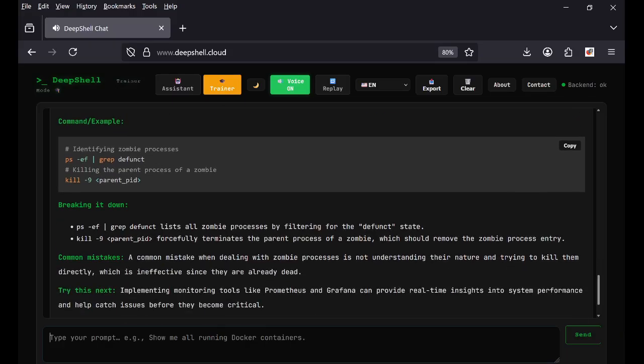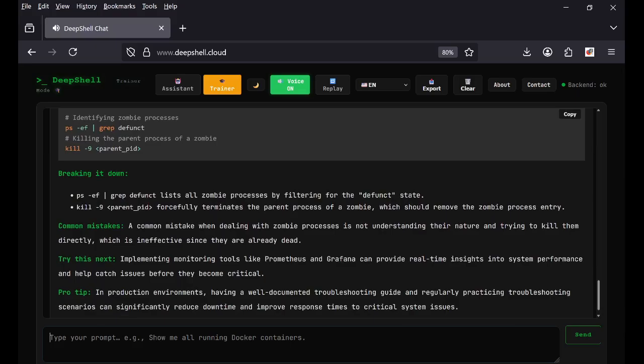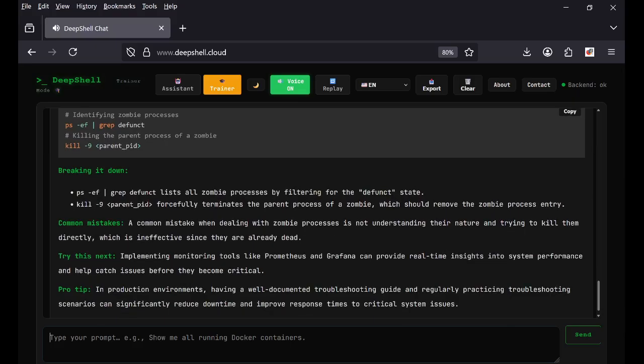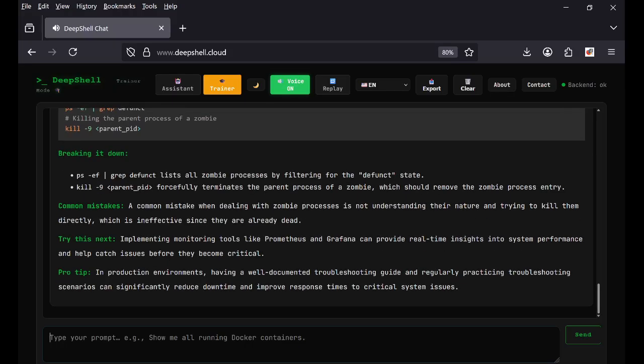Command/example. Breaking it down. ps -ef | grep defunct lists all zombie processes by filtering for the defunct state. kill -9 parent_PID forcefully terminates the parent process of a zombie, which should remove the zombie process entry. Common mistakes. A common mistake when dealing with zombie processes is not understanding their nature and trying to kill them directly, which is ineffective since they are already dead.